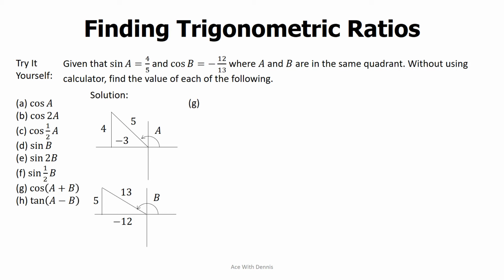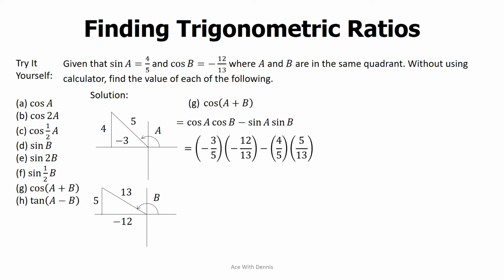Now let's move on to G, cosine (A plus B). So the formula is cosine A cosine B minus sine A sine B. So from the diagram, we know cosine A is -3/5, cosine B is -12/13, sine A is 4/5, sine B is 5/13. So we put them together into this equation and we get the answer is 16/65.